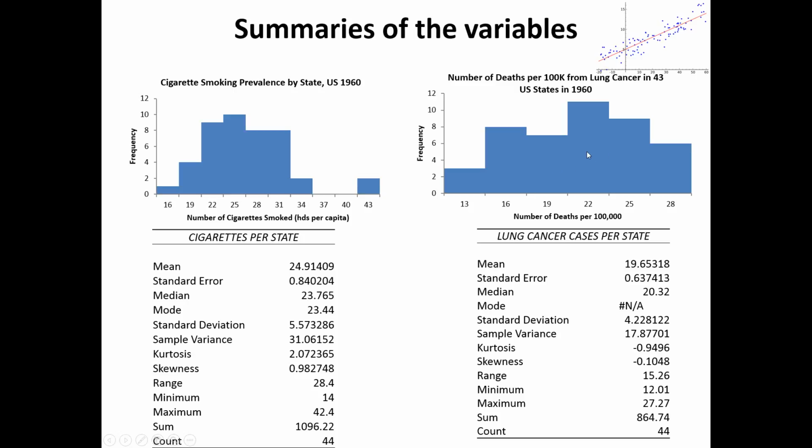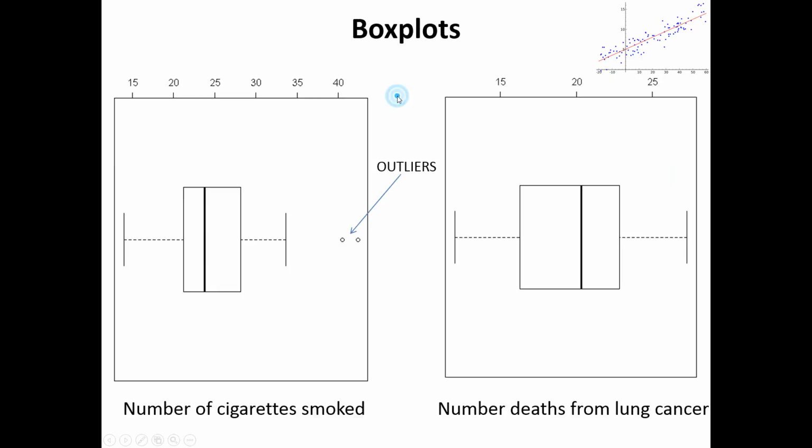This is a picture of the incidence of lung cancer in the 43 states in 1960. It does have somewhat of a bell shape, but it looks like there might be a slight left skew in this case. So these are the summaries of just those variables, not the variables considered together.